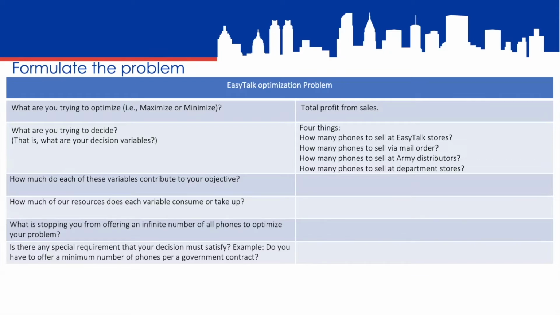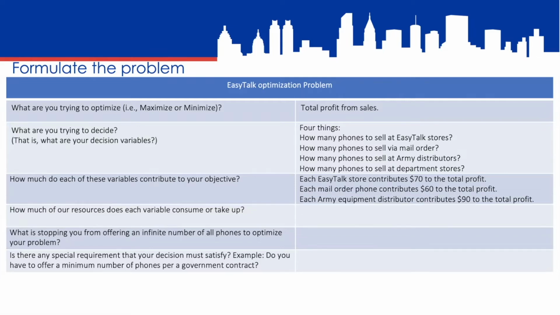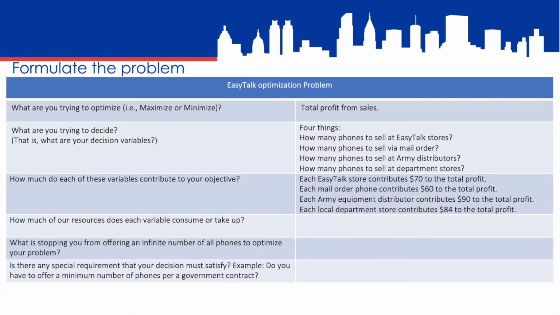How much do each of these variables contribute to your objective? Each sale at an EasyTalk store contributes $70 to the total profit. Each mail order phone contributes $60 to the total profit. Each Army equipment distributor contributes $90 to the total profit. Each local department store contributes $84 to the total profit.